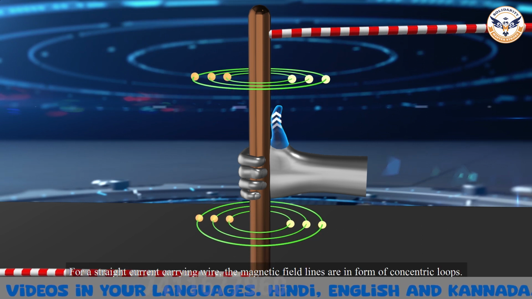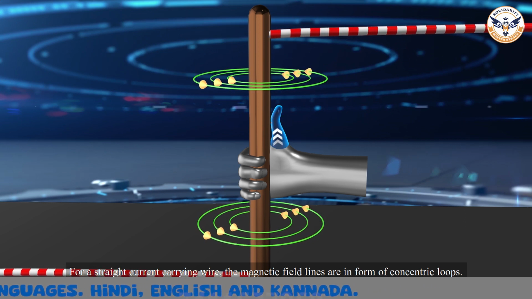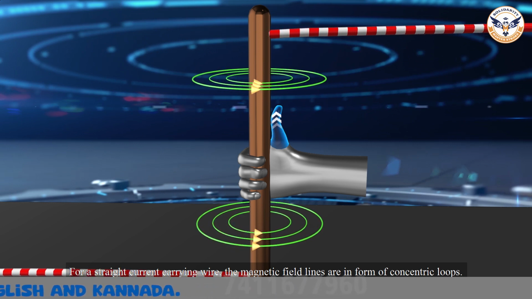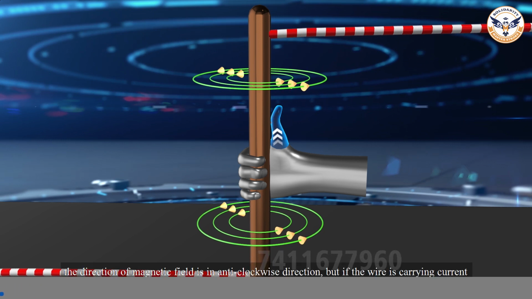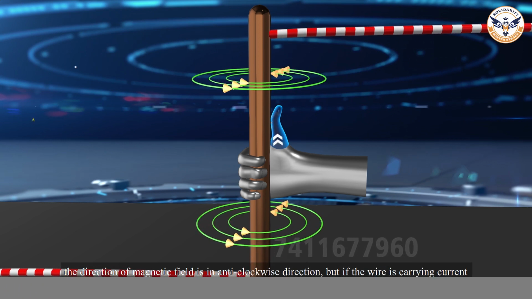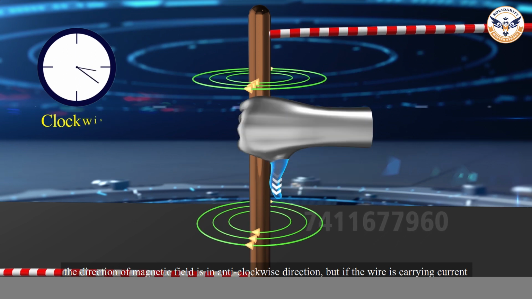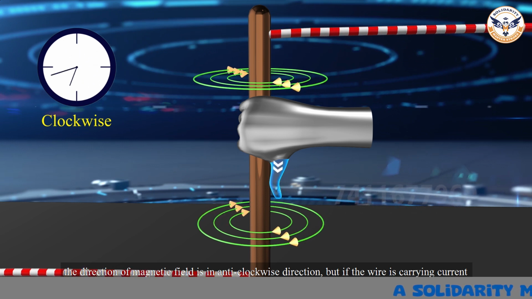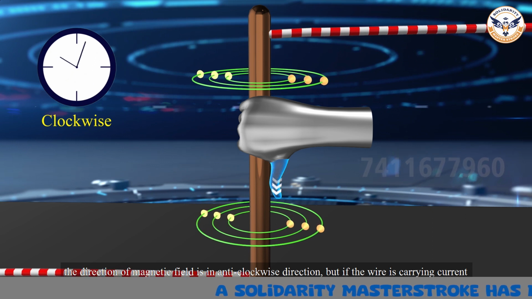For a straight current-carrying wire, the magnetic field lines are in the form of concentric loops. If the wire is carrying current in an upward direction, the direction of magnetic field is anti-clockwise, but if the wire is carrying current in a downward direction, the direction of magnetic field is clockwise.